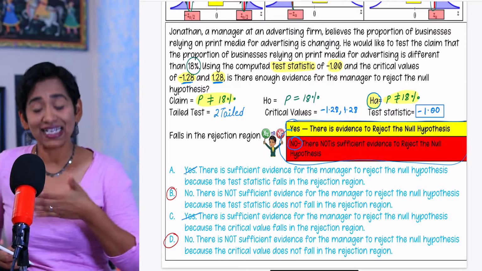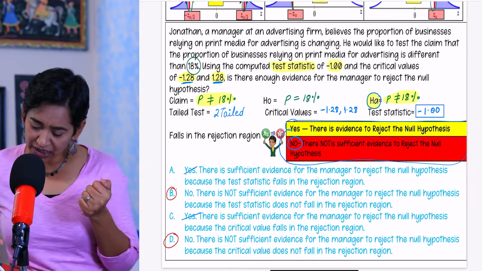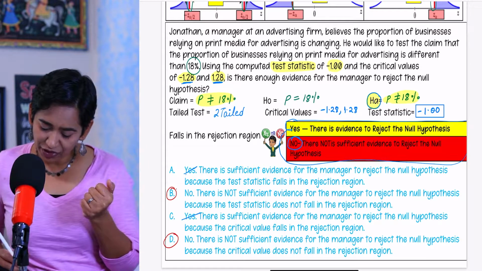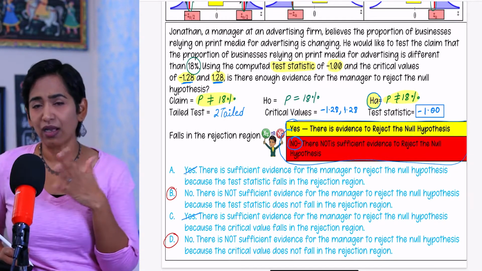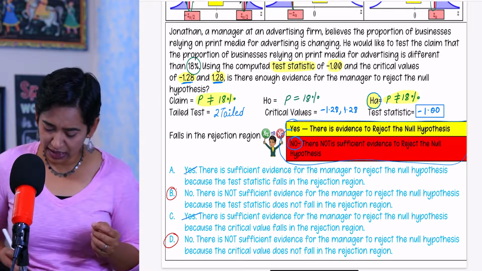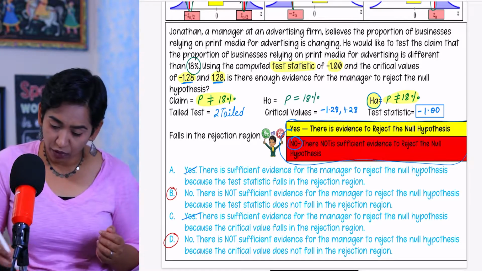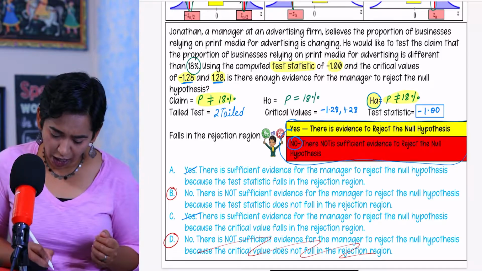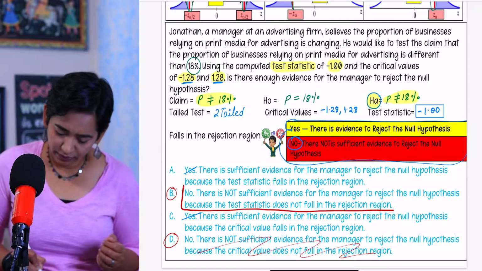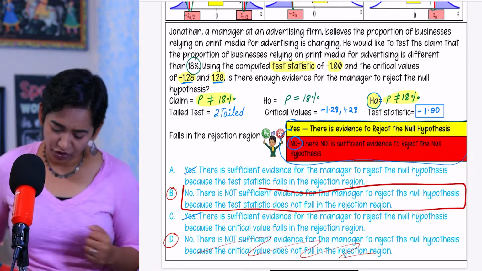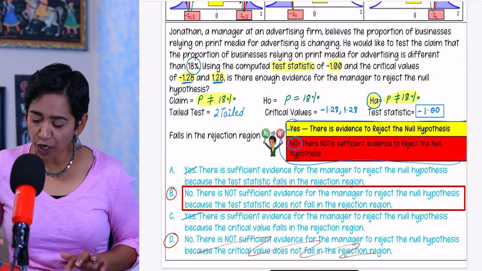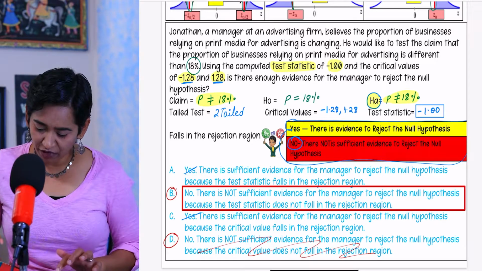Let's read the next one. There is not sufficient evidence for the manager to reject the null hypothesis because the critical value, no, we're not talking about critical value. We only talk about test statistic. So this is not my option. My only option here is option B. There you go. Now let's go ahead and do one more problem. Again, be very careful.